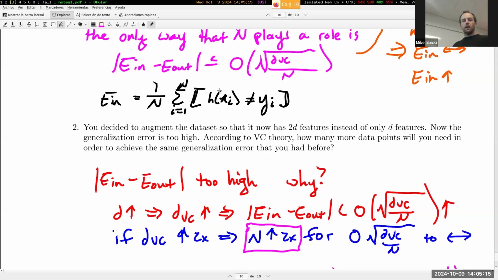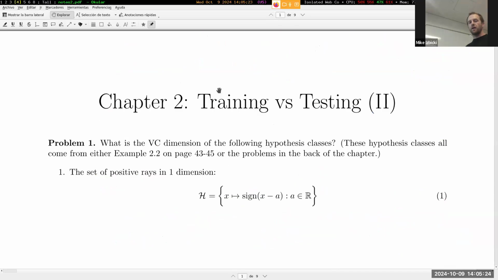Okay. Again, if there are more questions on this, happy to take them later. But I want us to make sure that we spend some time on this second set of chapter 2 notes, because they have a lot of problems, which will help clarify a lot of the technical detail of the last set of notes.